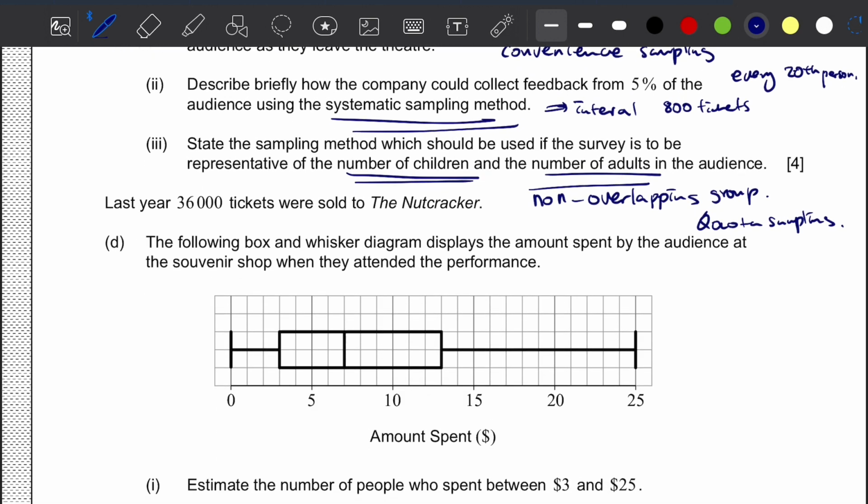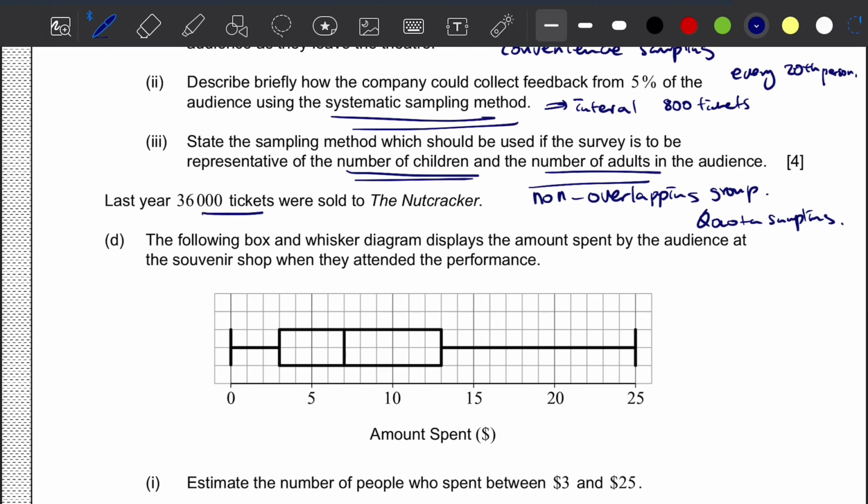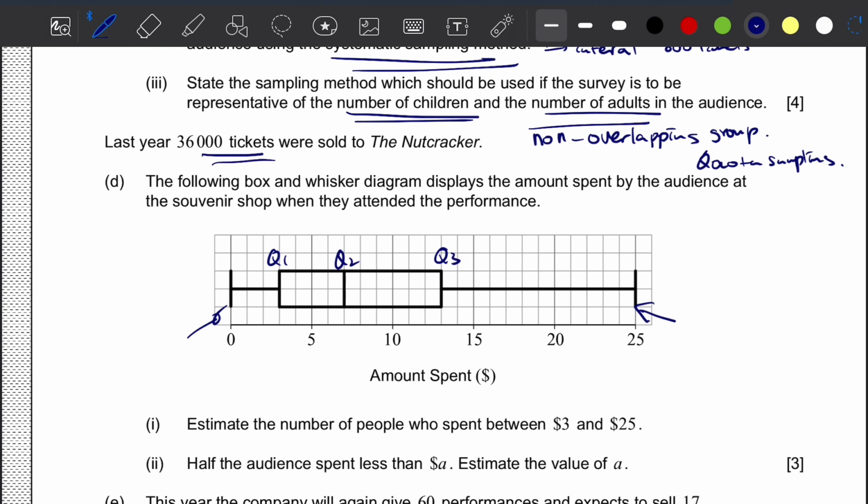Last year 36,000 tickets were sold to the Nutcracker. Question D, the following box and whisker diagram displays the amount spent by the audience at the souvenir shop when they attend the performance. Here we have a Q1 value, Q2 value, and Q3 value at the lower boundary and upper boundary. DI, we need to estimate the number of people who spent between $3 and $25. So we are referring from here to here, from Q1 to the upper boundary.